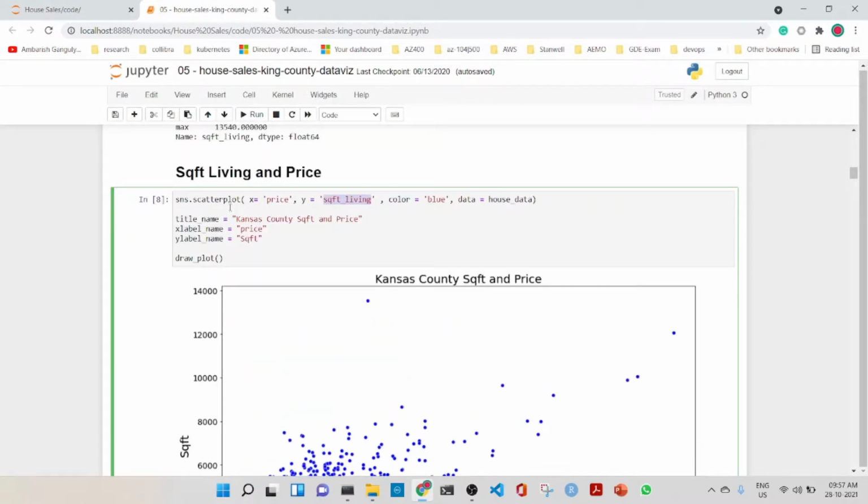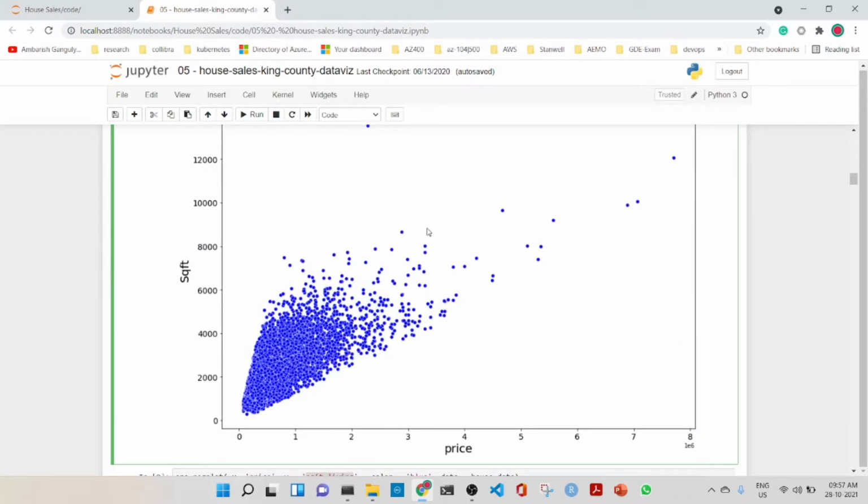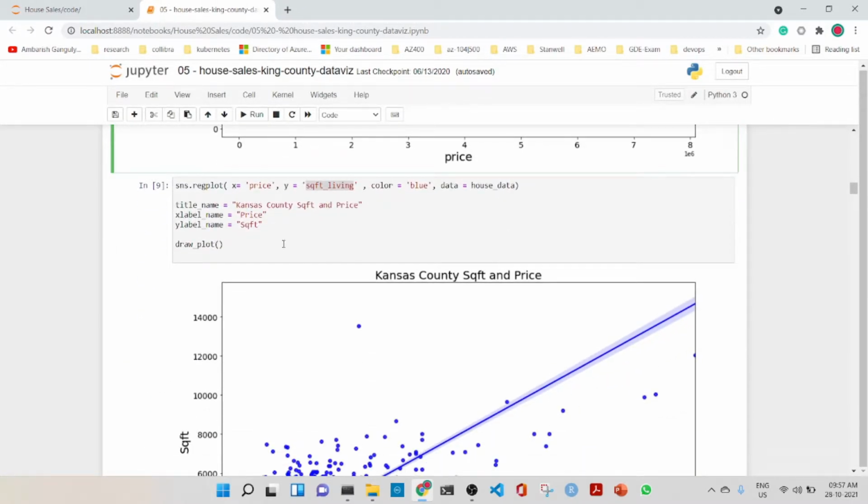How are we doing it? We are using the scatter plot function and we are also using the draw plot function to make it a much nicer plot. The regression plot is the same thing as a scatter plot. The only thing that we are doing is that there is a regression line.